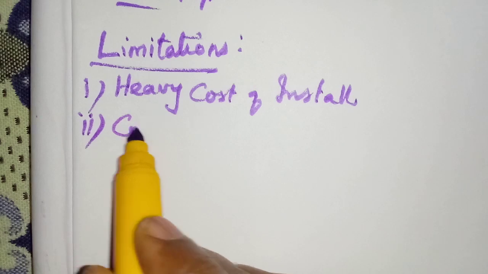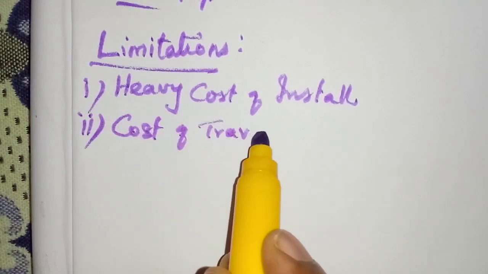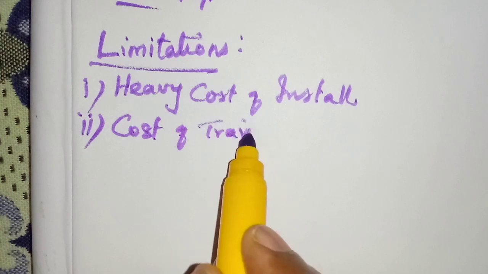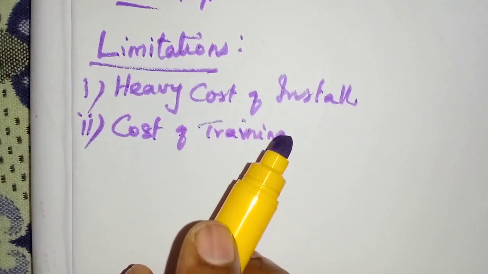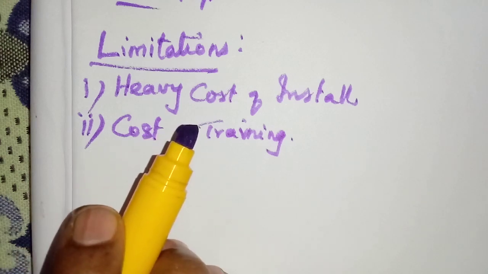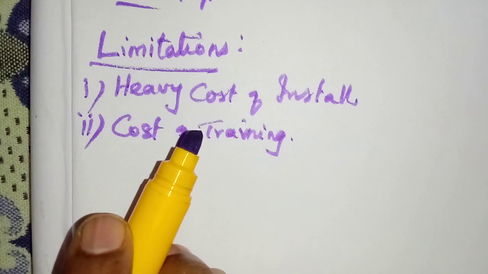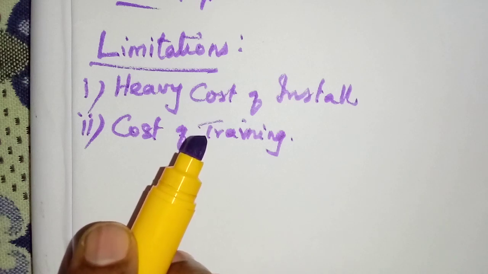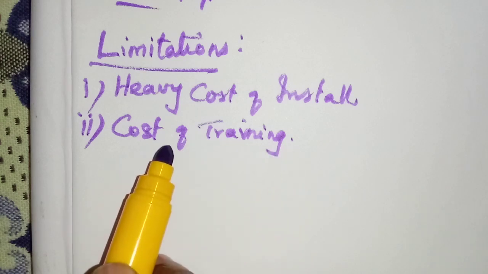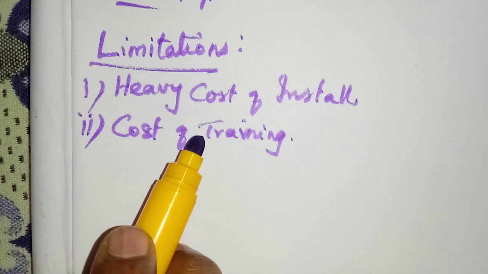Then cost of training. Not only is installation of computers heavy, they also have to give proper training to the employees in order to use the computer. Because new versions will be introduced in the computer world, that training must be given to the staff. So it is an additional cost of training also.